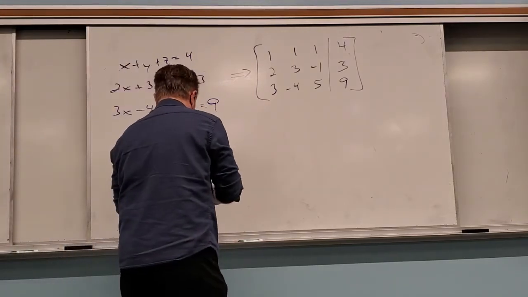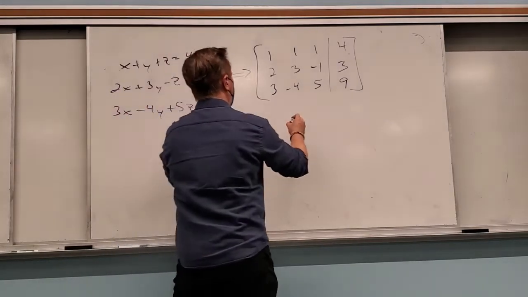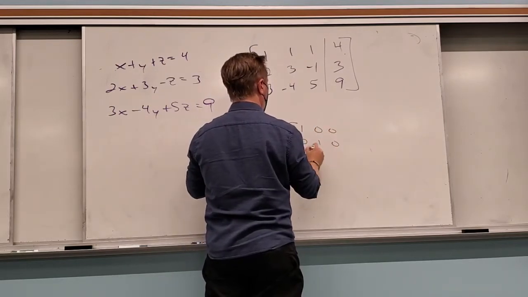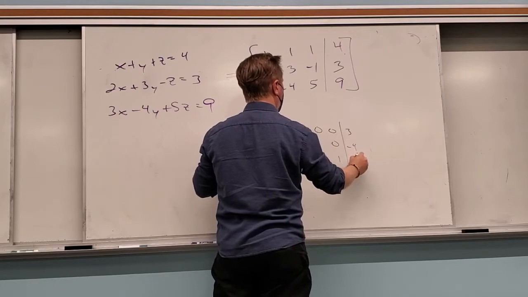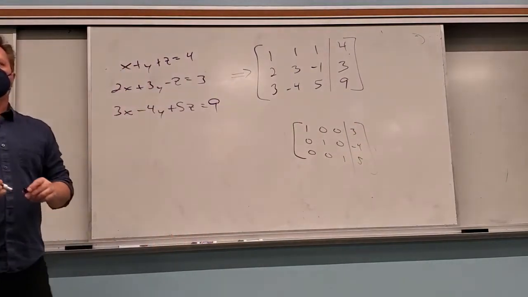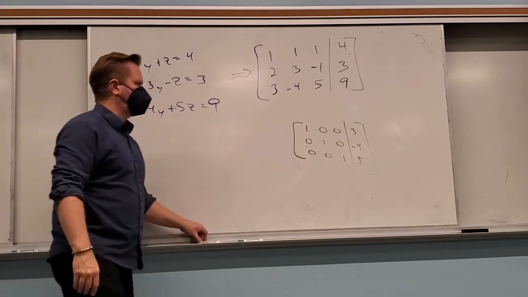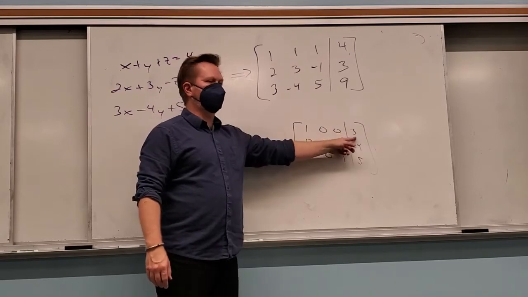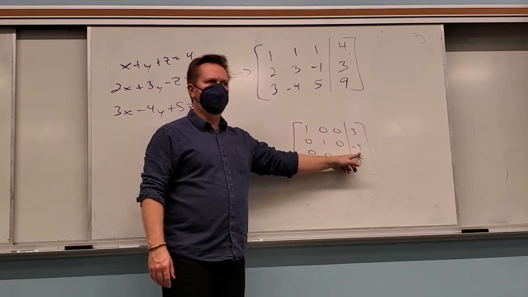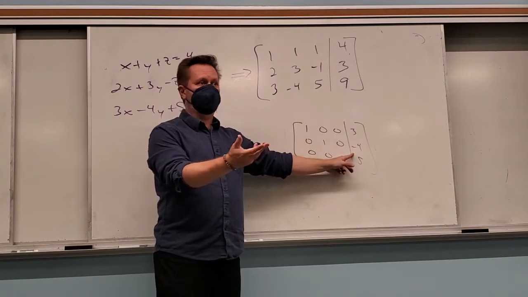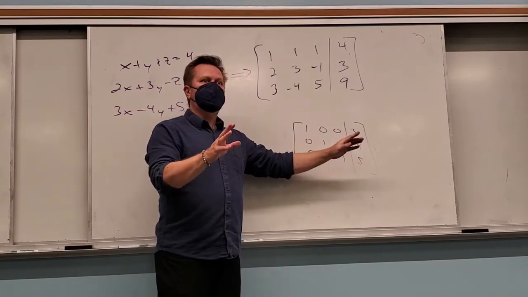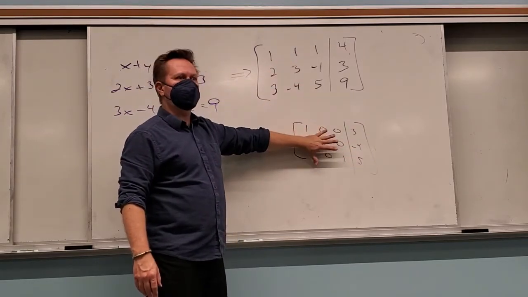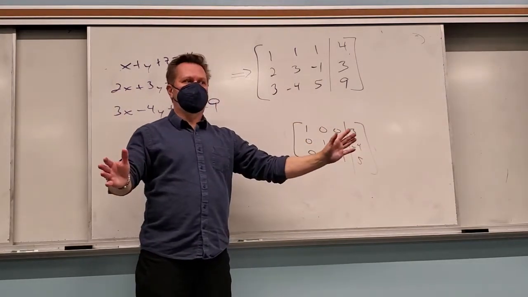All right, now watch this. Can somebody tell me, if this looked like this, why would this be so cool? Can somebody interpret that first row for me? X plus no y plus no z equals 3. X equals 3. Y equals -4. Z equals 5. So if I can make this look like this, I can just read the answers off.